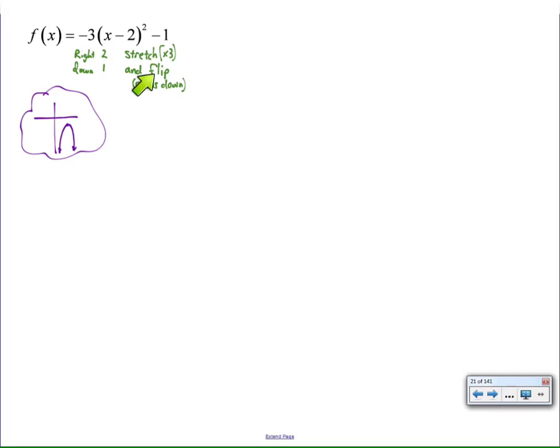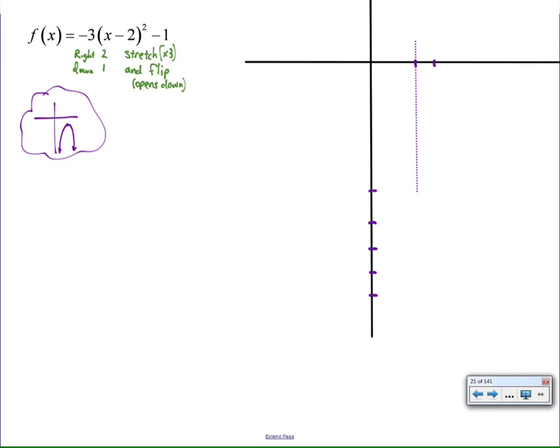The correct word is reflection, and that is to say, if you use the phrase opens down, then everybody in the math community knows you mean a parabola whose opening is pointing downwards. The vertex is at the top. So I envision moving right 2 and down 1. I envision a stretched out parabola that opens down. Now to make it happen, I plot the vertex. From the vertex, I go over 1, down 1.